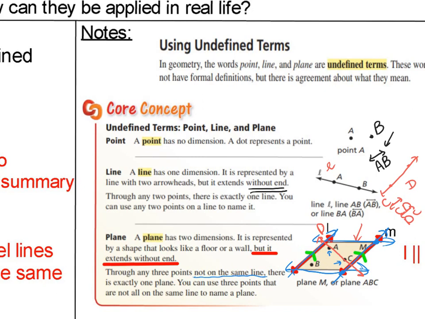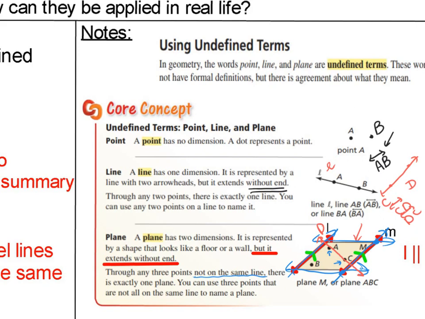Because they're all on the same what? They're all on the same straight line. Does that make sense? I could name this plane ABC, because even though A and C are on the same line, and A and B are on the same line, they're not all on the same line together. Does that make sense?